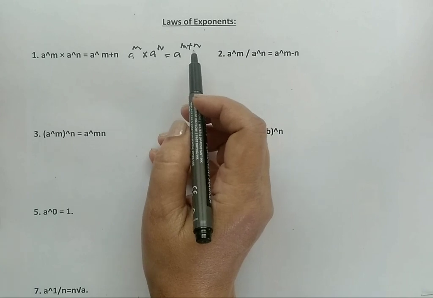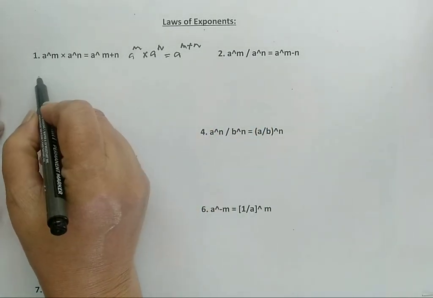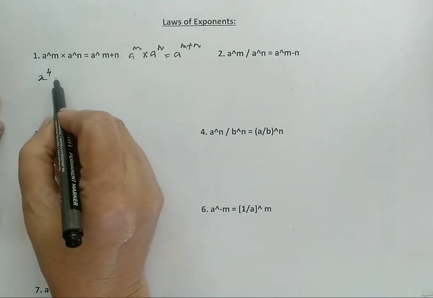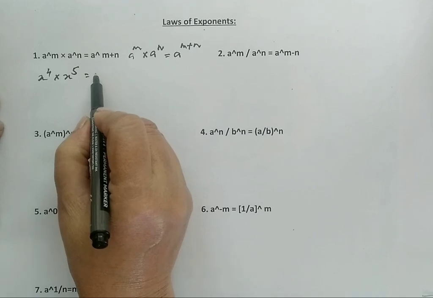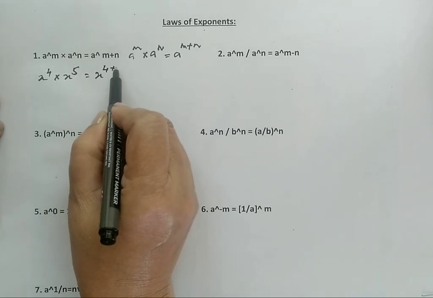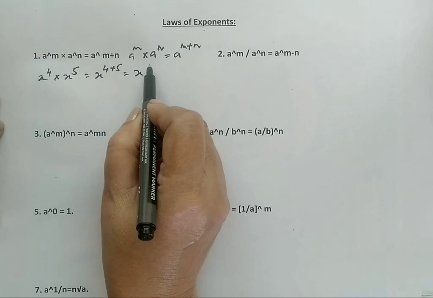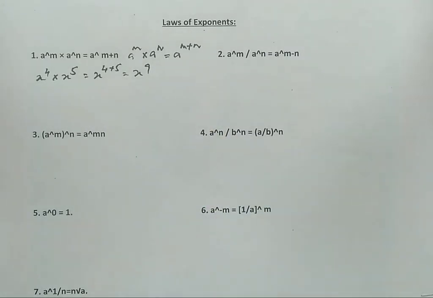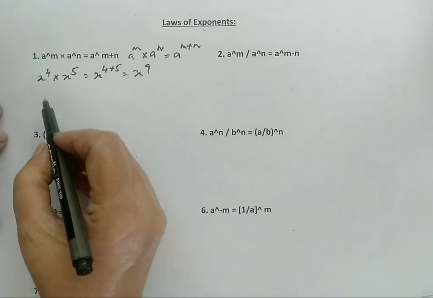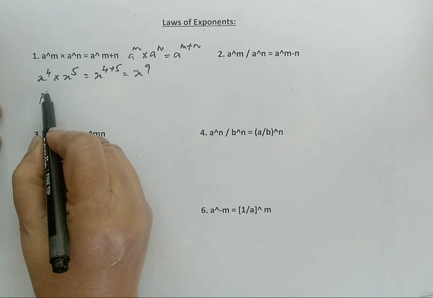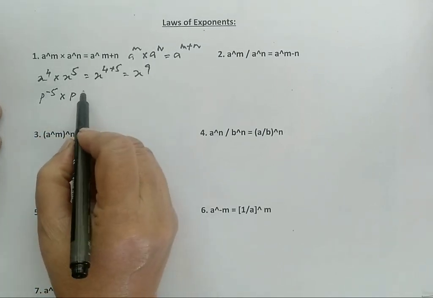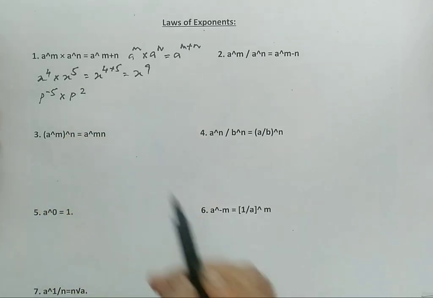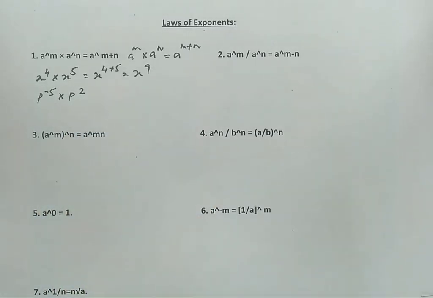All right, guys. For example, if we were given x to the power 4 multiplied by x to the power 5, we can very easily write x to the power 4 plus 5, which is equal to x to the power 9. All right, guys. Now, this is applicable to even negative powers, say p to the power minus 5 multiplied by p to the power 2. What do you do in this case?